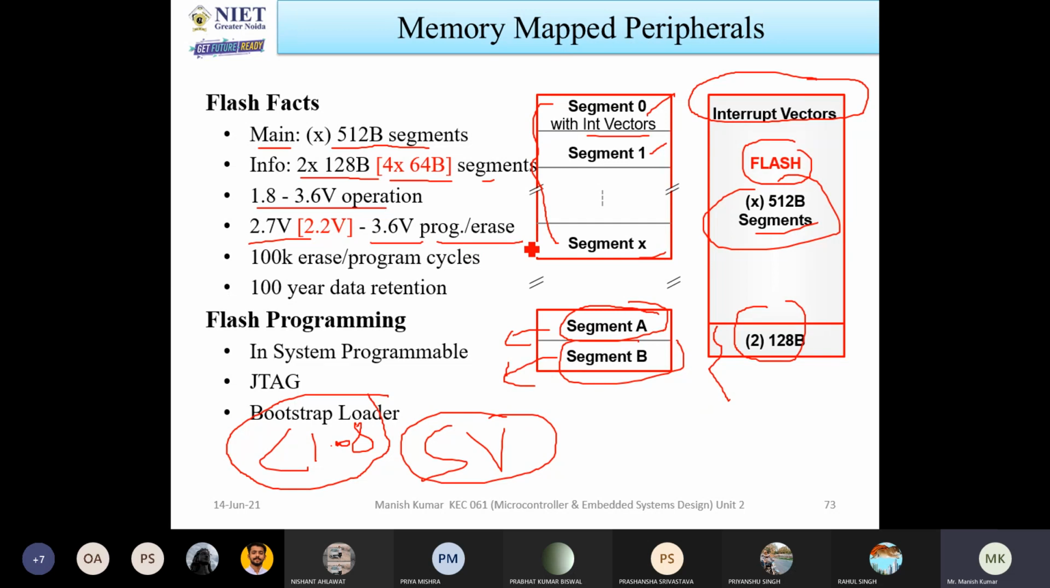This is the programming erase circuit. If you want to write the programs or erase the programs, then the voltage requirement will be 2.7 volt to 3.6 volt. But if you supply 2.2 volt also, it will work fine. There is no problem there. But the operating condition is 2.7 volt to 3.6 volt.